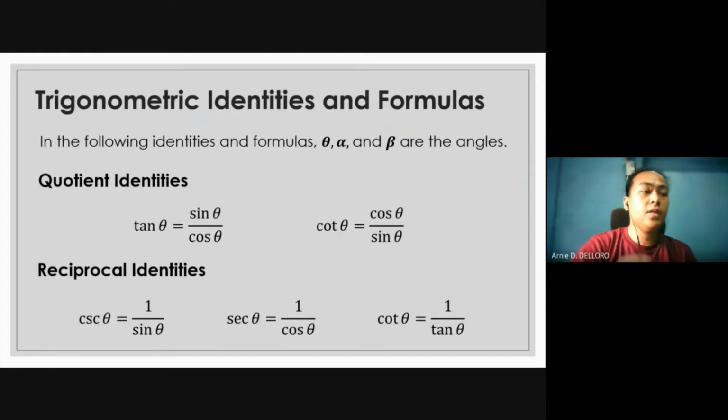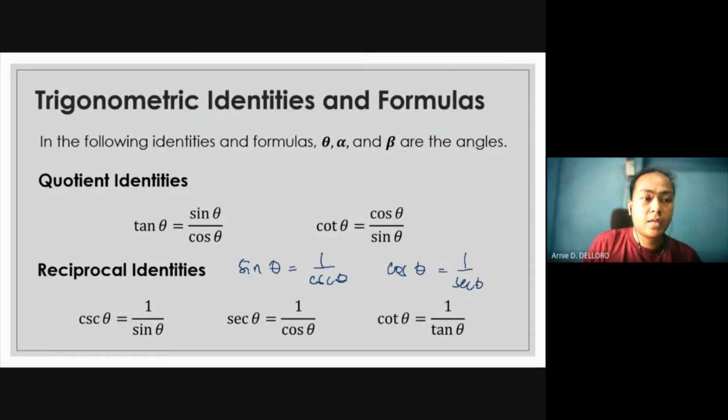So if you are asked, say for example, what is the reciprocal identity of sine, the reciprocal identity of sine theta is 1 over cosecant theta. Okay? Same goes for secant. The inverse or the reciprocal identity of cosine theta is equal to 1 over secant theta.